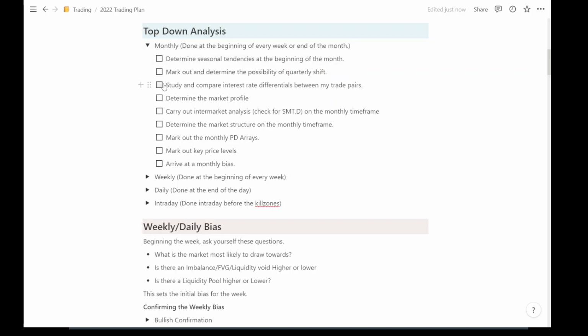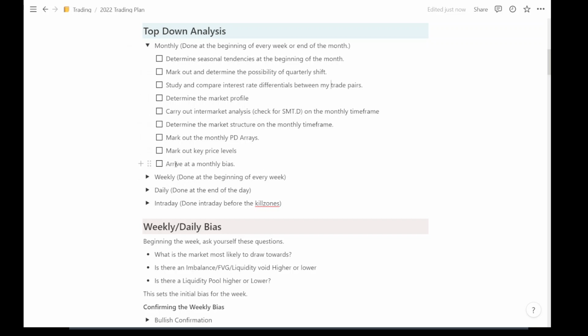Then I look at the interest rate differentials between the pairs that I trade. I look at the interest rate differential between EU and the USD pairs. Okay, now I'm not going to go over all this. If I'm going to go over how I do this in details, the video would be way too long.